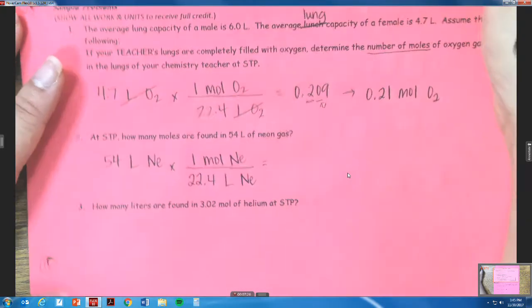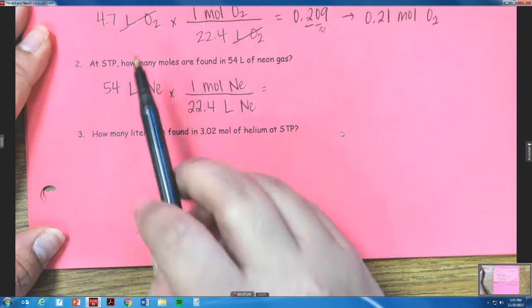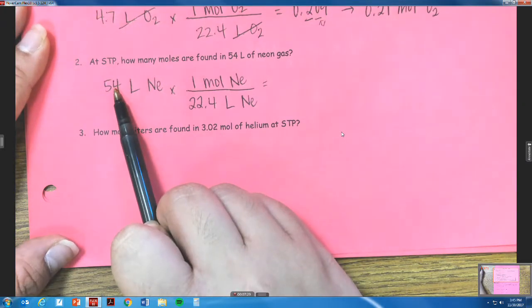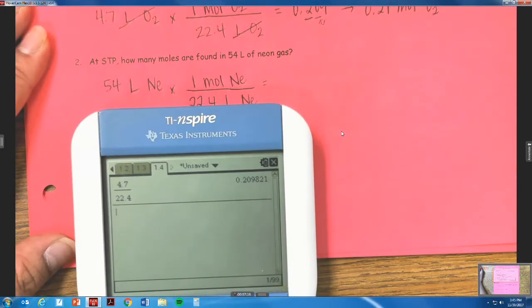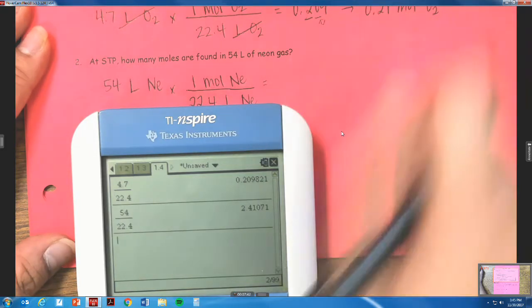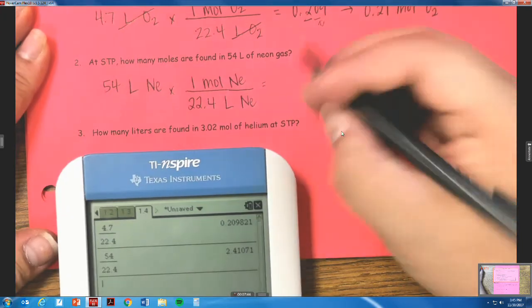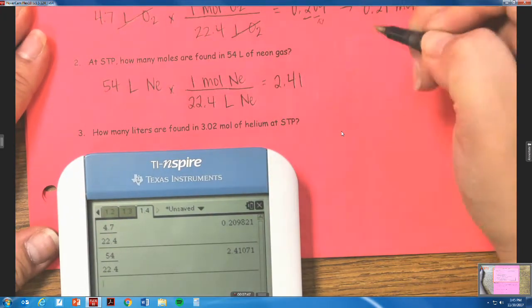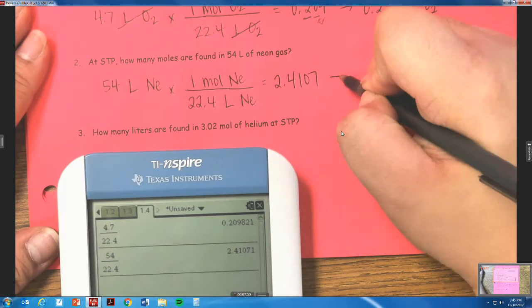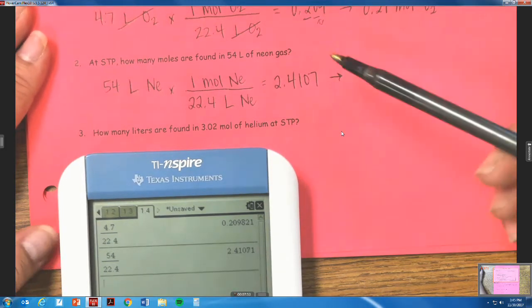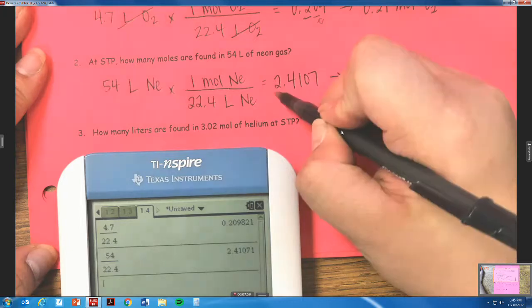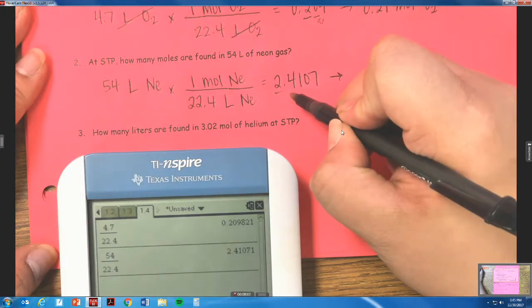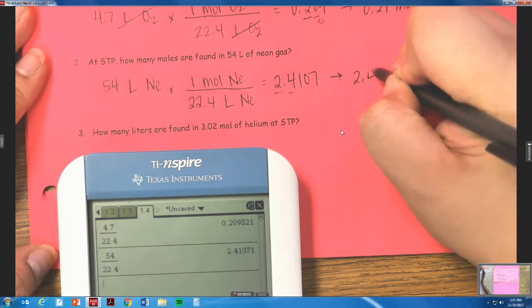Okay, so again, when we solve this on our calculator, it's going to be 54 divided by 22.4. Okay, so 54 divided by 22.4, and our answer is 2.4107. Okay, so again, significant figures. We were given 2 significant figures, so my answer should also have 2 significant figures. So my final answer is 2.4.